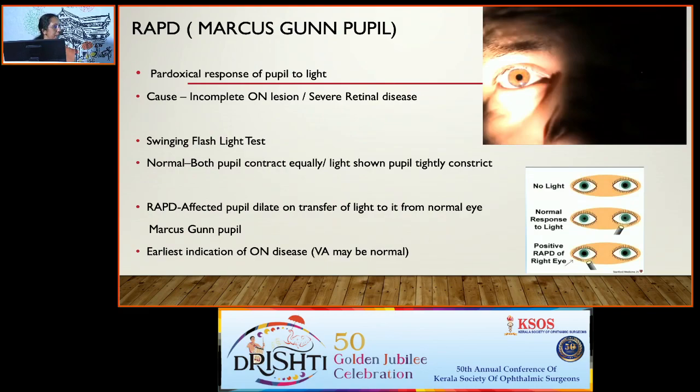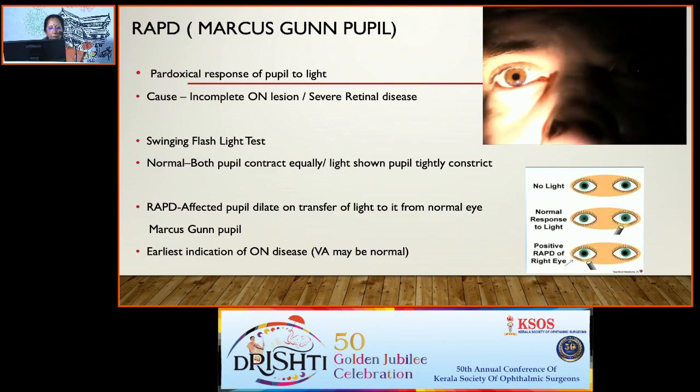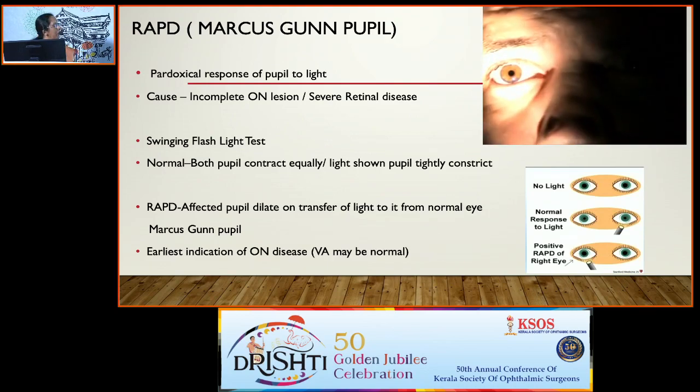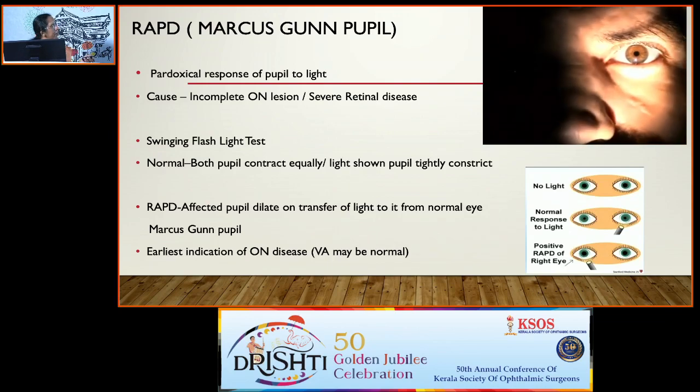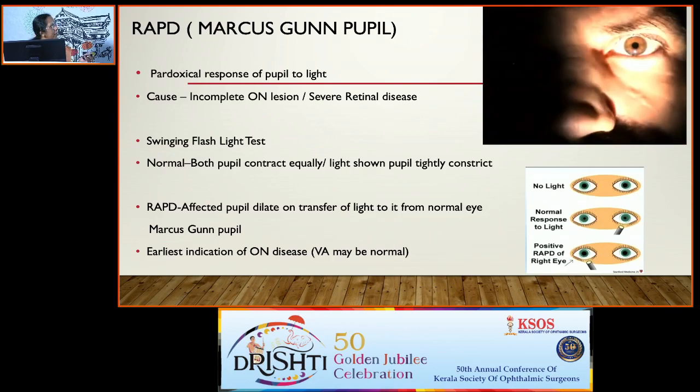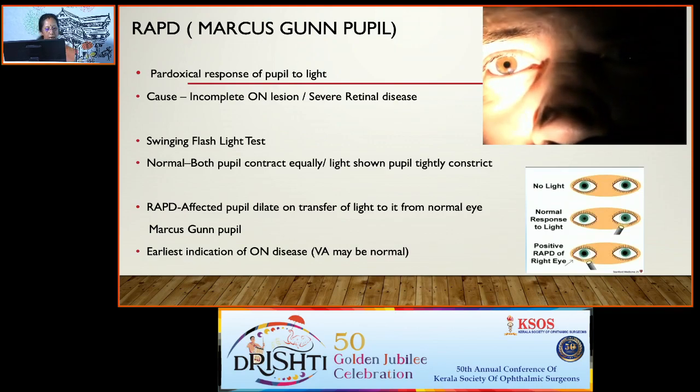In relative afferent pupillary defect, commonly called the Marcus Gunn pupil, there is a paradoxical response of the pupil to light. The cause is an incomplete optic nerve lesion or severe retinal disease, which is demonstrated by the swinging flashlight test. Normally, both pupils will equally contract when light is shone, and the light-shone pupil will tightly constrict. When there is an RAPD, the affected pupil will dilate on transfer of light to it from the normal eye. You can see this is normal, and this is dilating when light is transferred to the affected eye. The eye with RAPD is called the Marcus Gunn pupil.